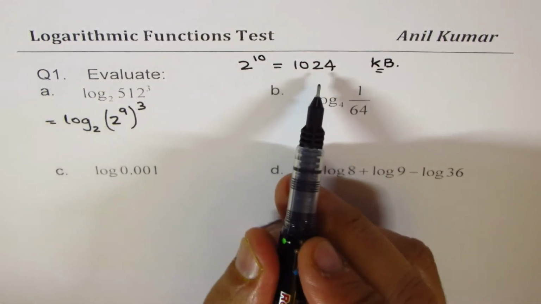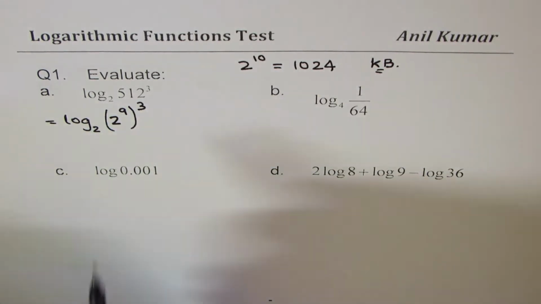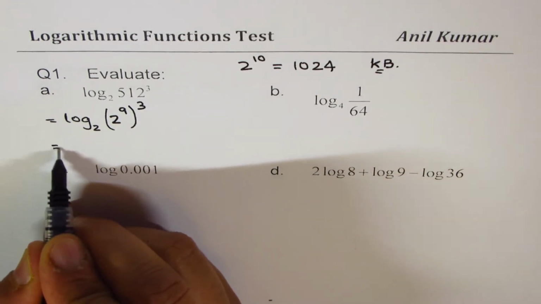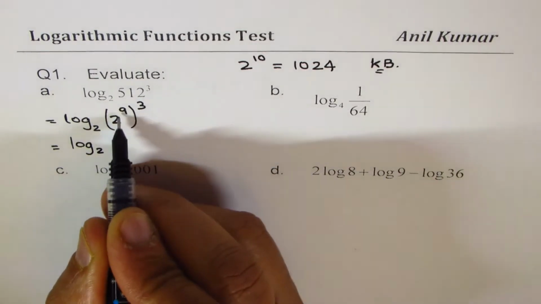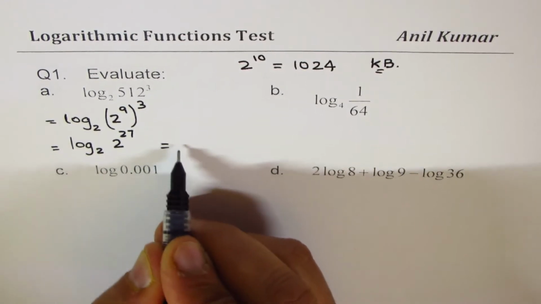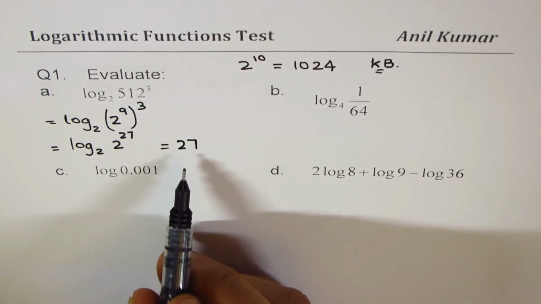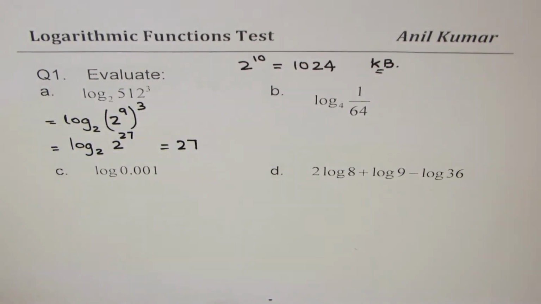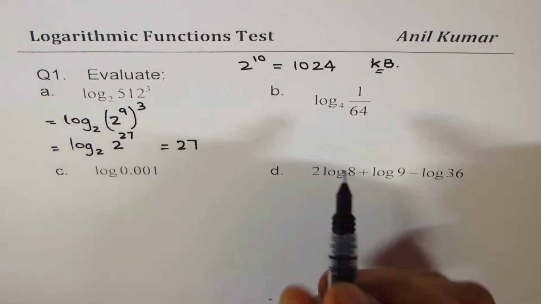So that is easy to remember, and half of this is 512. Okay, so that gives you log to the base 2 of 2 to the power of 9 times 3, 27, and that gives you the value of 27 using the power rule, correct, which we just introduced. So that's the answer. Here, how can we write 64 as power of 4?